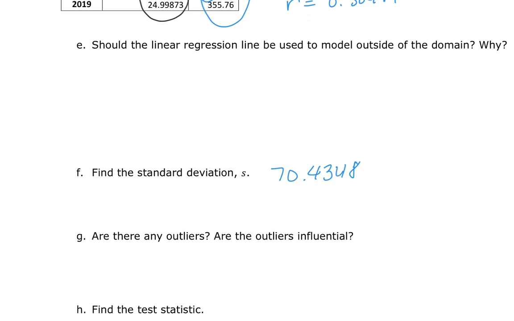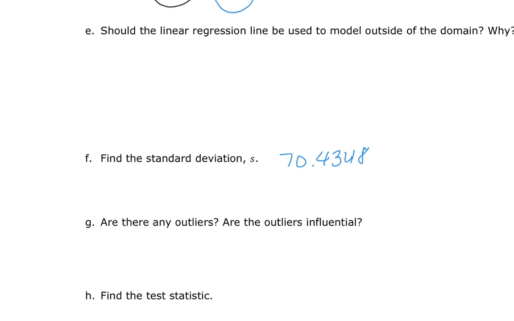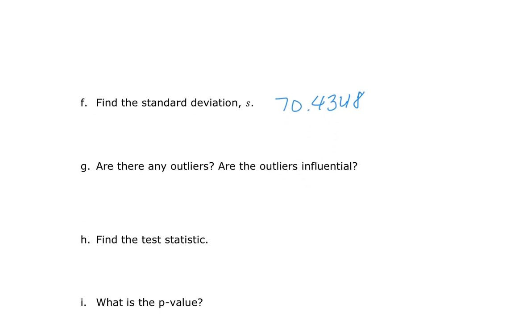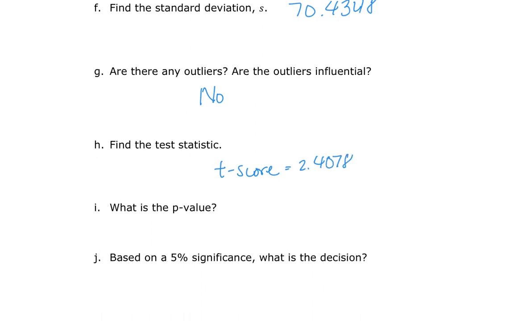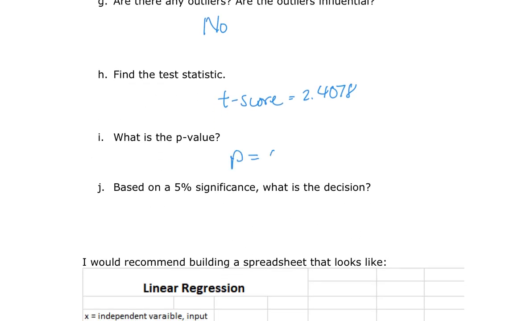Are there any outliers? Well, when I graphed this, there were no outliers. There were no points that seemed to be outside of the cluster, and since there were no points outside the cluster, there clearly were not any that were influential. I'm going to find my test statistics, and again, I'm going to use my LINEST, and it's going to give me a whole bunch of information and my t-score. I get the t-score to be 2.4878. My p-value, I get my p-value to be 0.02322.